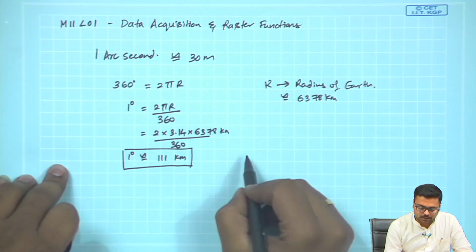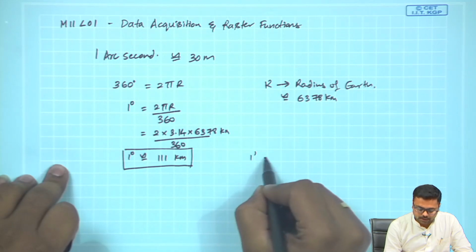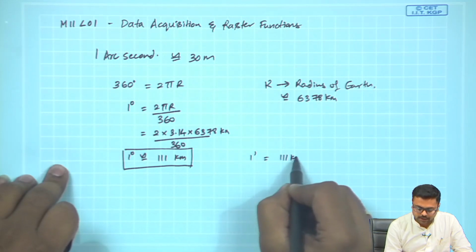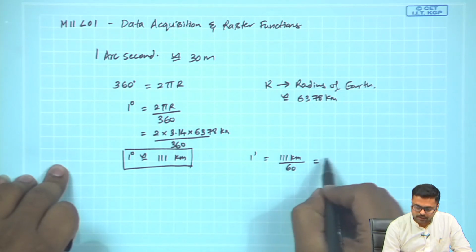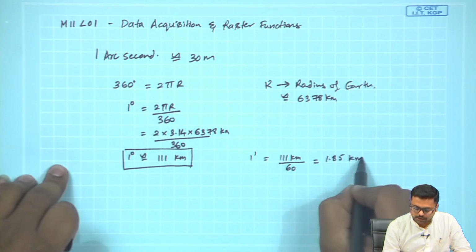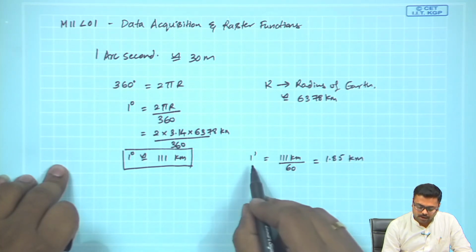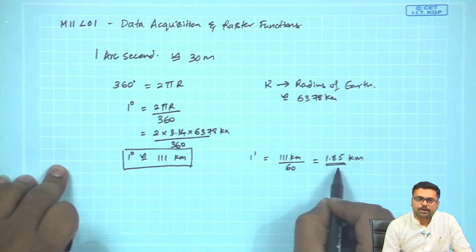Similarly, I can also get how much 1 minute is, that is nothing but 1 minute is equal to 111 kilometers divided by 60. So this will give a value of 1.85. This is also in kilometers. Now I know 1 minute corresponds to 1.85 kilometers.